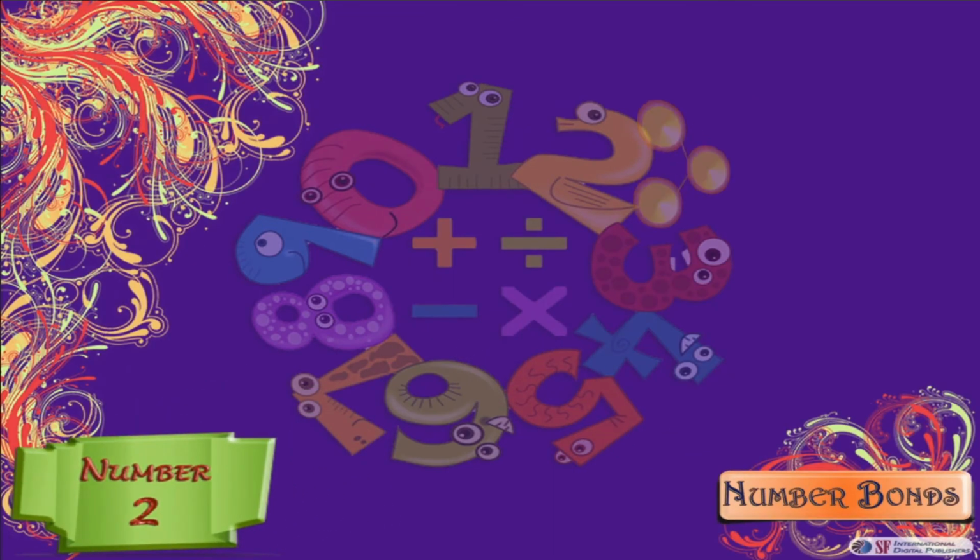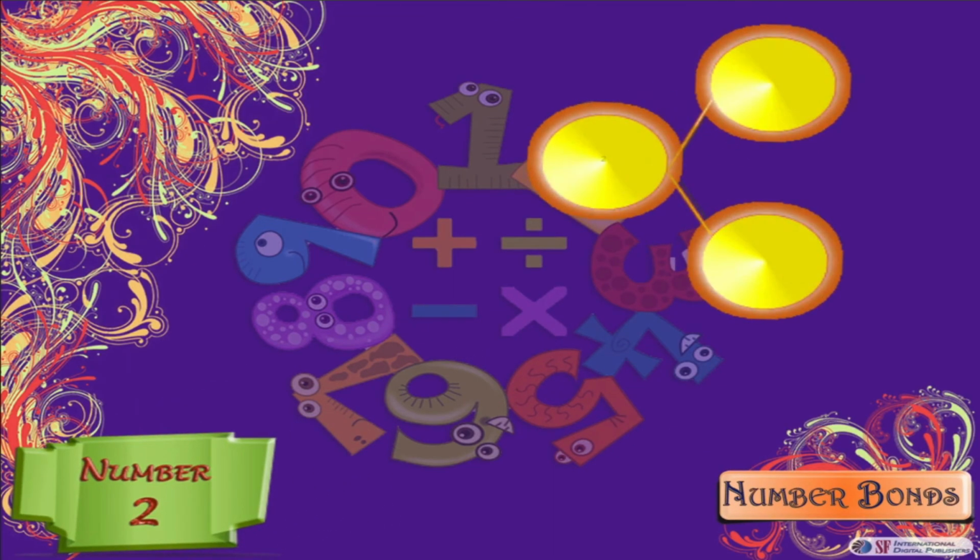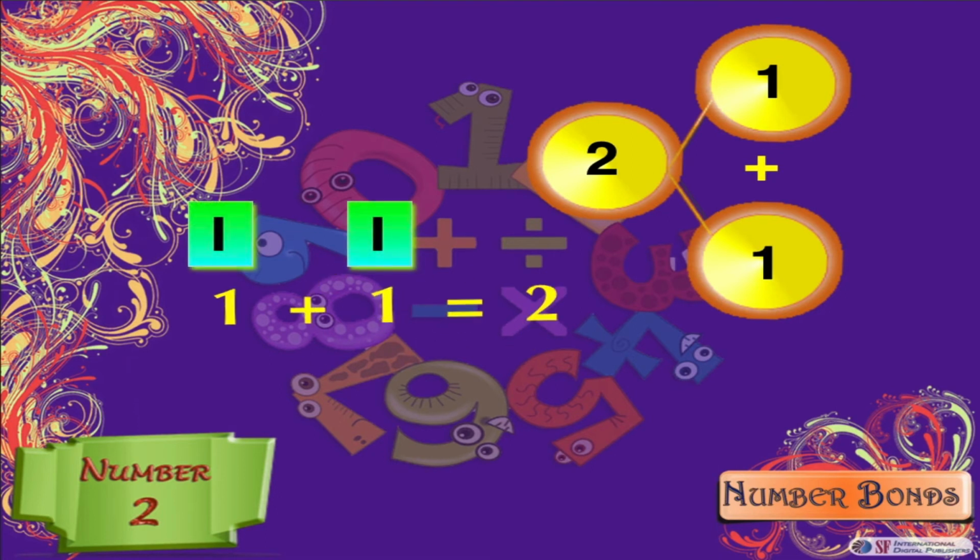In this example, we have to make bonds of number 2. To do so, we have 2 numbers whose sum generate number 2. These are 1 and 1. When you add 1 and 1, it returns number 2. Or, number 2 is made up of bond of 1 and 1.